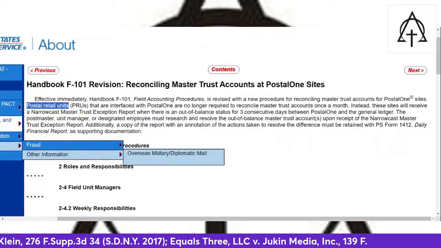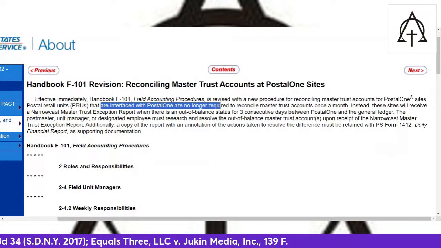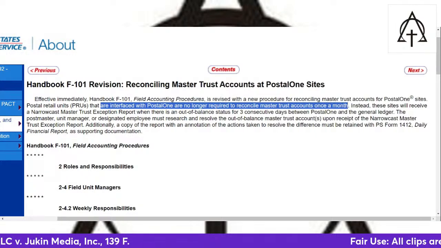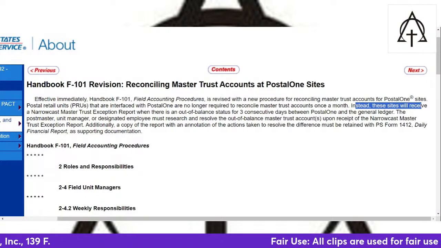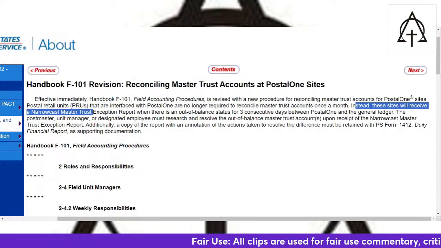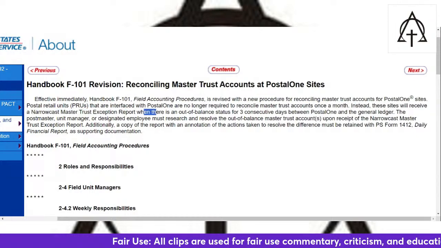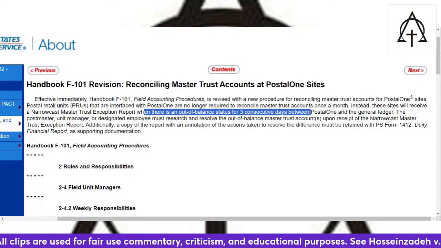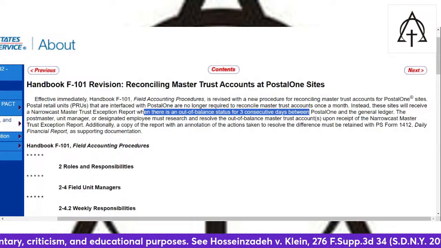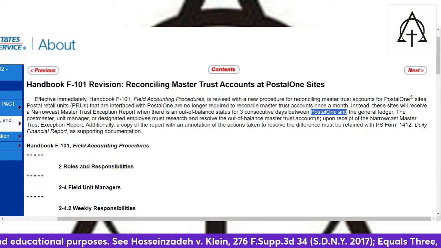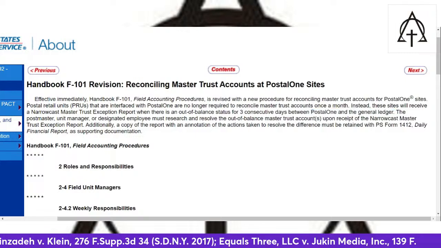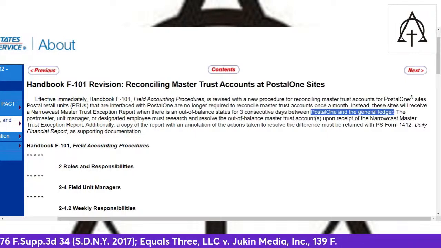PRUs that are interfaced with Postal One are no longer required to reconcile master trust accounts once a month. Instead, these sites will receive a narrowcast master trust exception report when there is an out of balance status for 3 consecutive days. That's a postal or a contract term. You got three days to respond to an offer. Between Postal One and the general ledger.